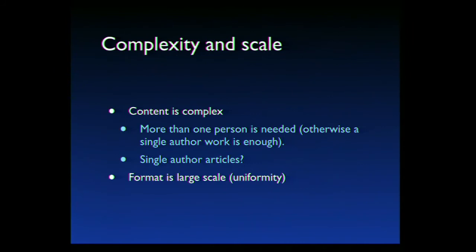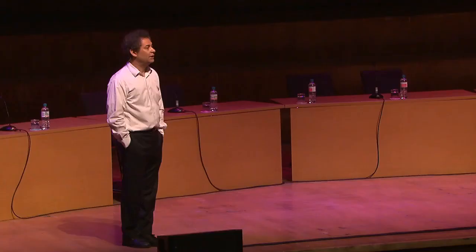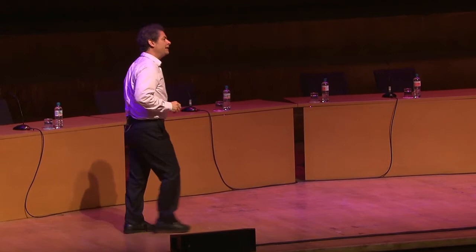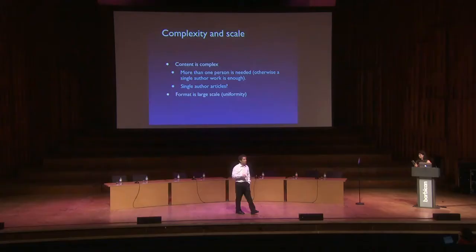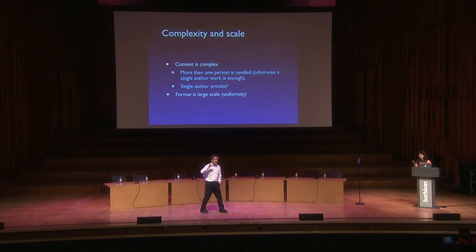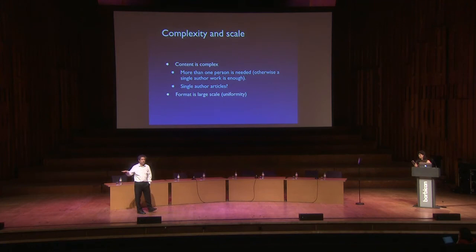Even traditional encyclopedias didn't have one person write the encyclopedia. I think it's fairly clear that that's impossible. But I think that Wikipedia has also demonstrated that even individual articles benefit from multiple contributing authors. Fair? Fair. And that suggests that complexity already exists at the level of the individual article. And the format, however, is large scale because it is uniform by its definition. Next.